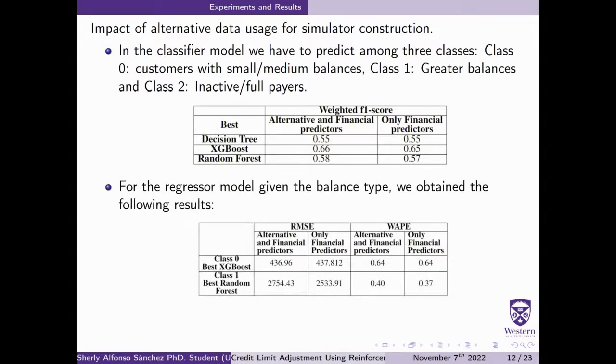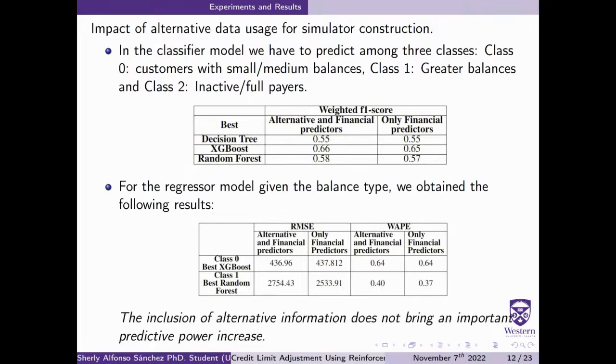After that, we conditioned over the class of outstanding balance and found that for class 0, the best model was an XGBoost, and for class 1, the best model was a random forest. We evaluate using root mean square error and also weighted absolute percentage error, and we found that including this alternative information does not bring an important predictive power in these models. So we proceed using only financial features.